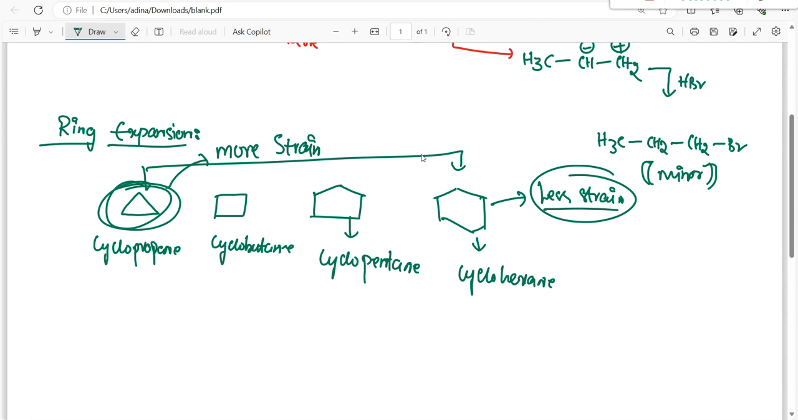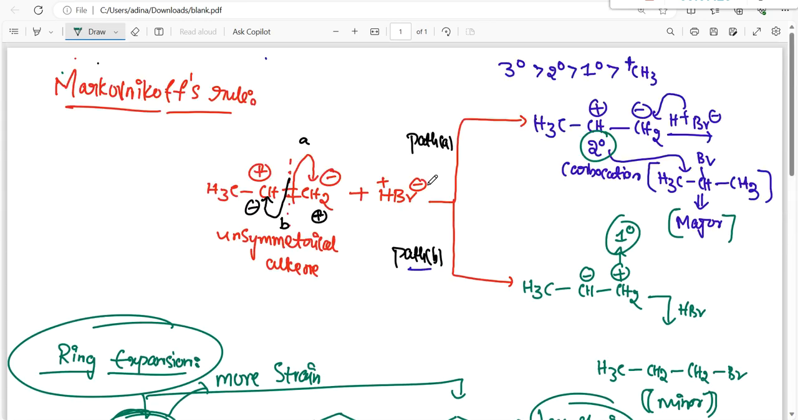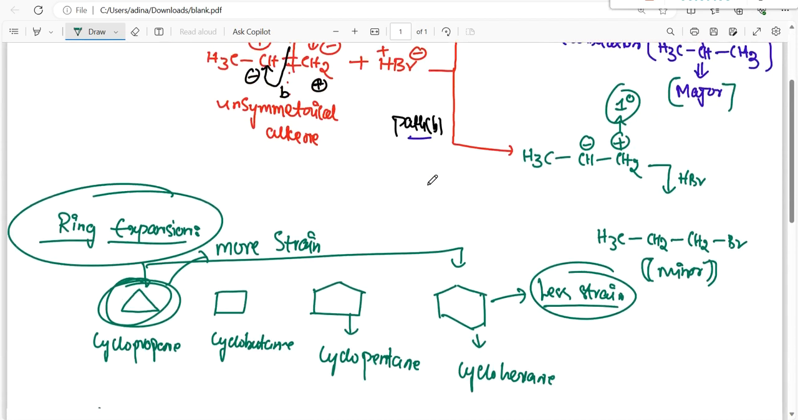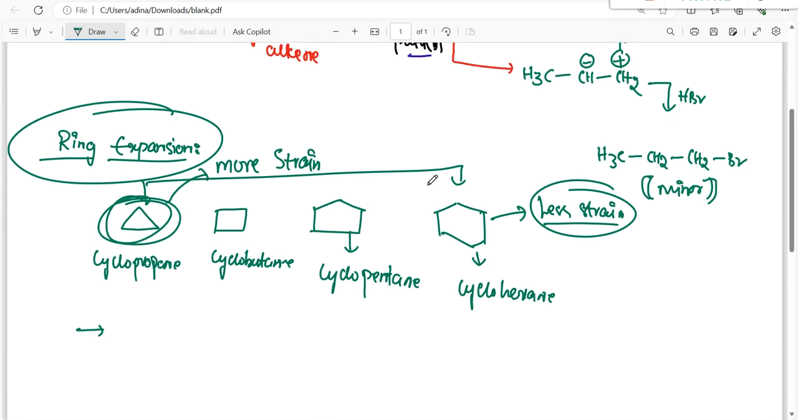Okay, so the ring expansion, which means, for example, now let us try to understand how ring expansion takes place in a given reaction. I hope this concept is clear to you. First one, Markovnikov's rule and the ring expansions. What is meant by ring expansion? From cyclopropane to cyclobutane, here we observe that ring expansion takes place.